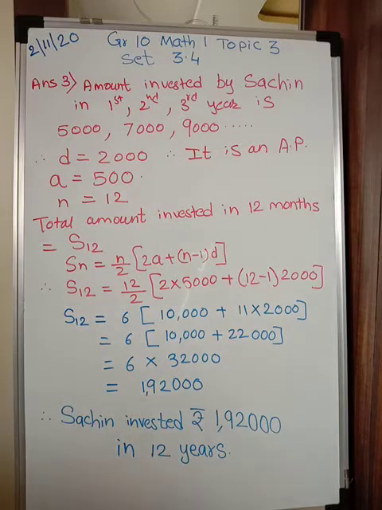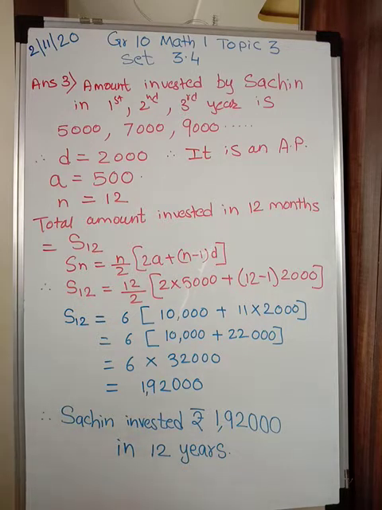Let's go to the third problem. Sachin invested in a national savings certificate scheme. In the first year, he invested rupees 5,000. In the second year, 7,000. And in the third year, 9,000 and so on. Find the total amount he invested in 12 years.